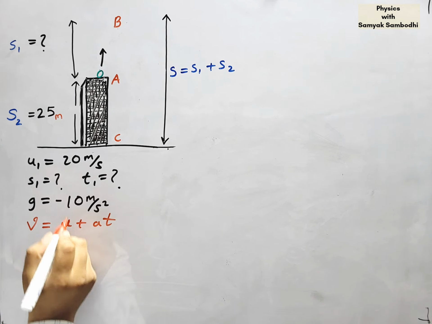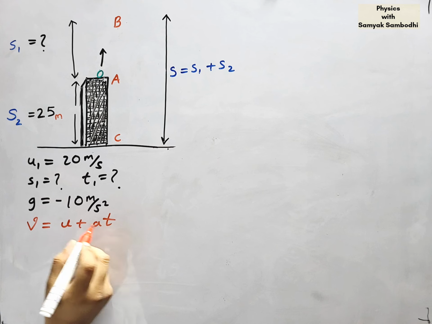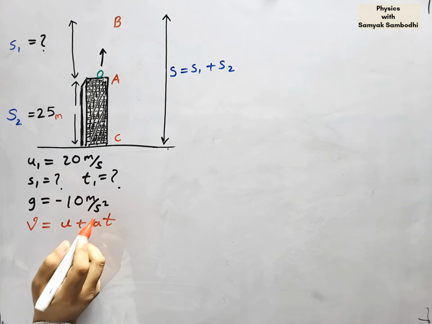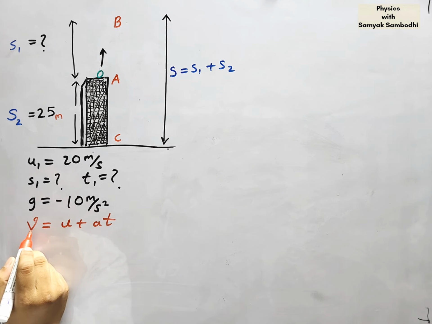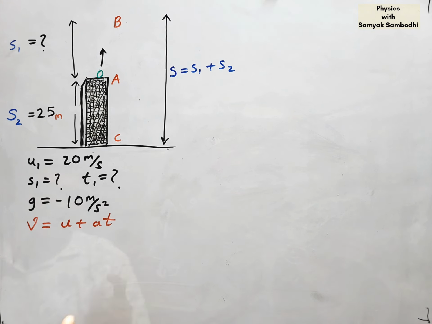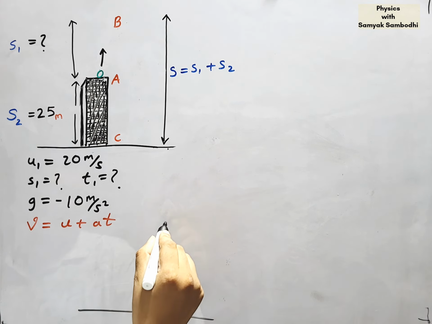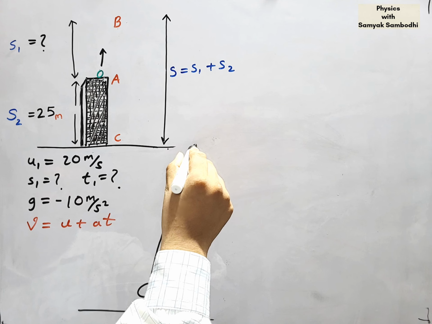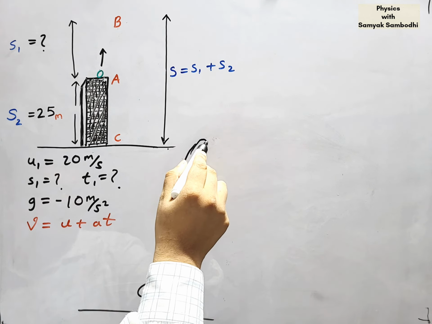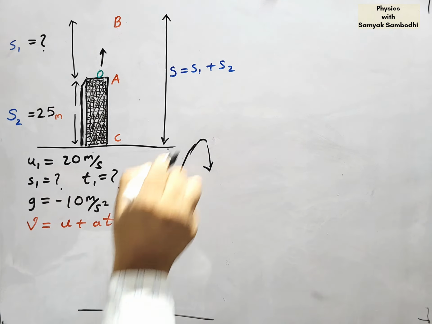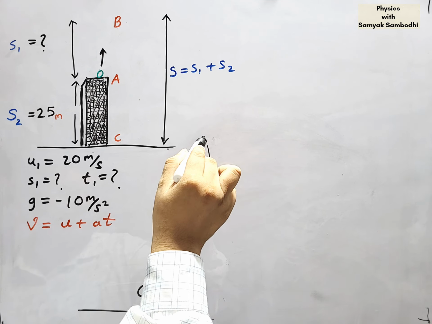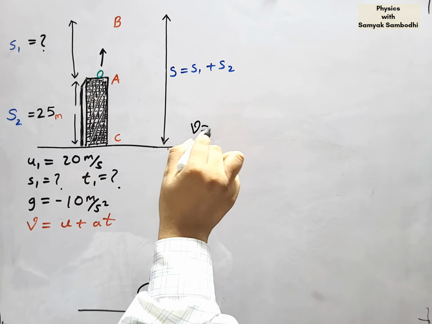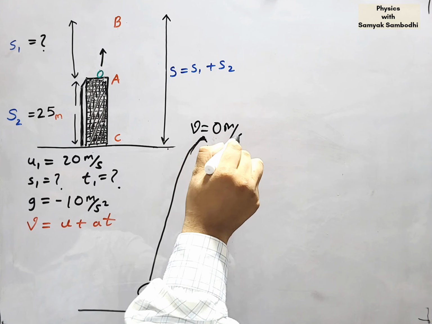u is initial velocity, that is 20 meters per second, and a is acceleration due to gravity, that is minus 10 meters per second square, and t we have to calculate. v is the final velocity. When the ball is traveling upwards, the speed will gradually decrease, and it will fall down. The ball will start falling down. But at this particular position, the speed will be 0. That is, the final velocity will be 0 meters per second.